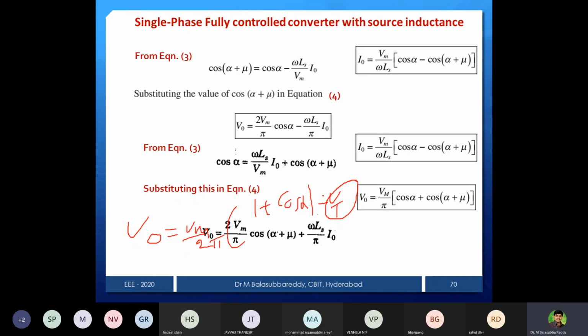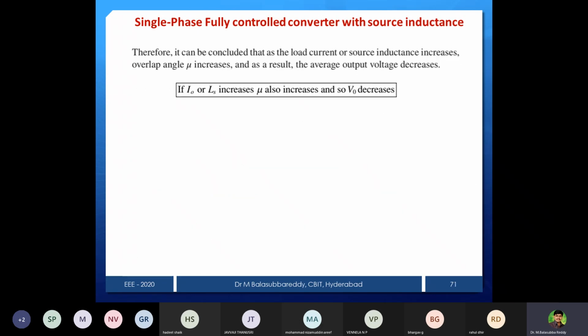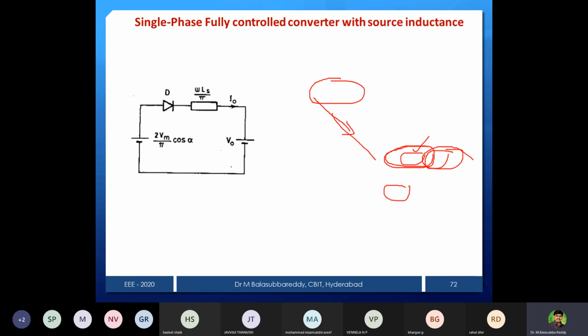Strictly speaking, there is a voltage drop across the inductor. That also you have to subtract from the output. The normal output expression is Vm by 2 pi into 1 plus cos alpha in case of a half-wave rectifier, or any controller expression, minus the voltage across the device. That also you can incorporate if the problem gives the voltage drop across the device as 1 volt or 2 volts or 1.5 volts, whatever. You just subtract that. So that is the normal conventional expression we have to use.